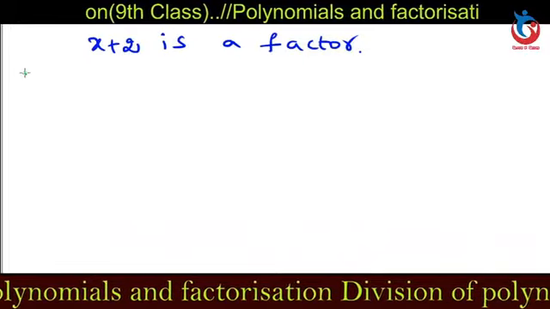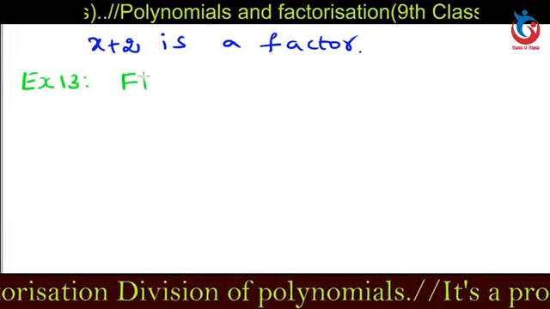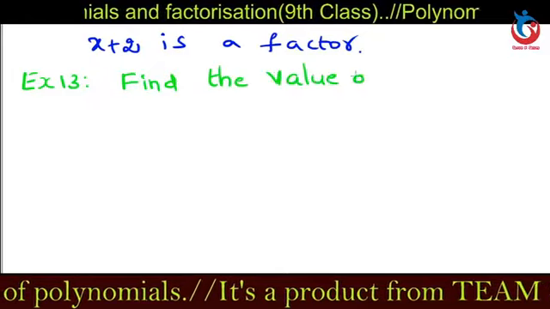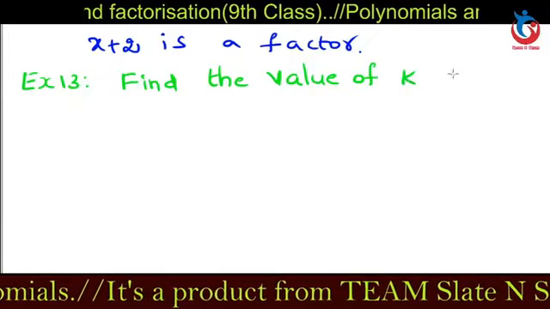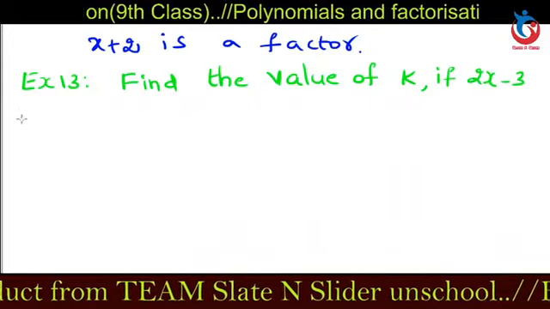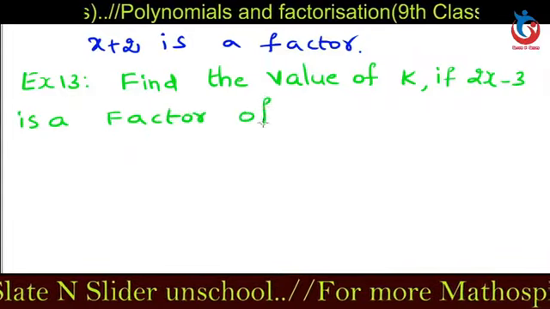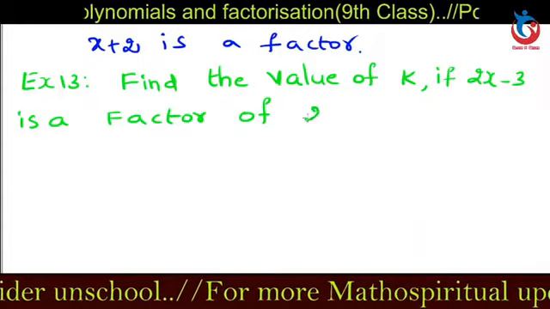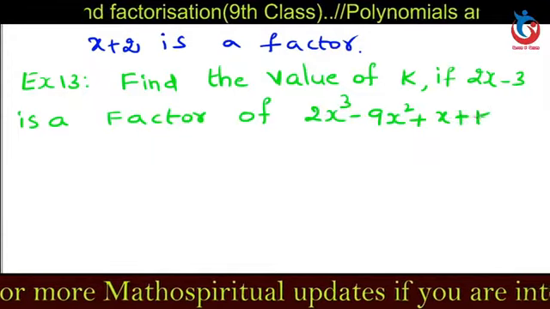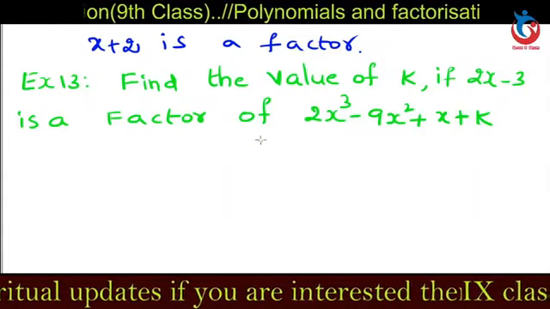Example 13. Find the value of k if 2x minus 3 is a factor of 2x cube minus 9x square plus x plus 3. So how to solve this? Same, by using the factor theorem itself.